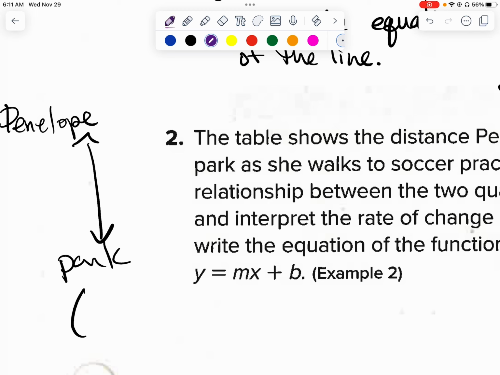What color am I going to use? This is the distance between Penelope and the park. So to get to the park, the distance gets smaller as she walks towards the park. Okay, so that's why the slope is going to be negative.